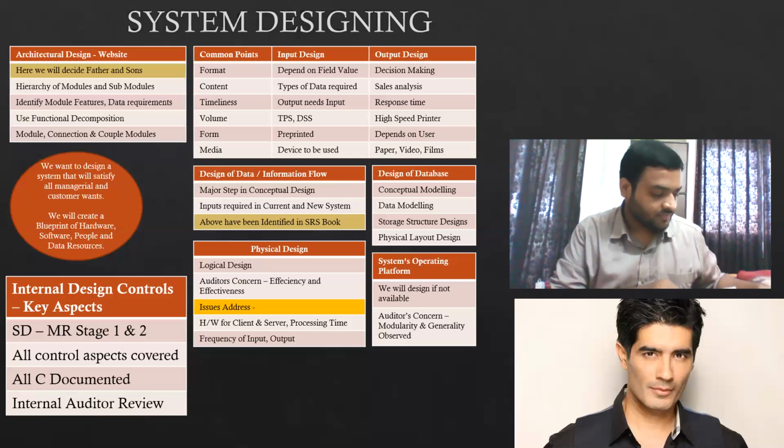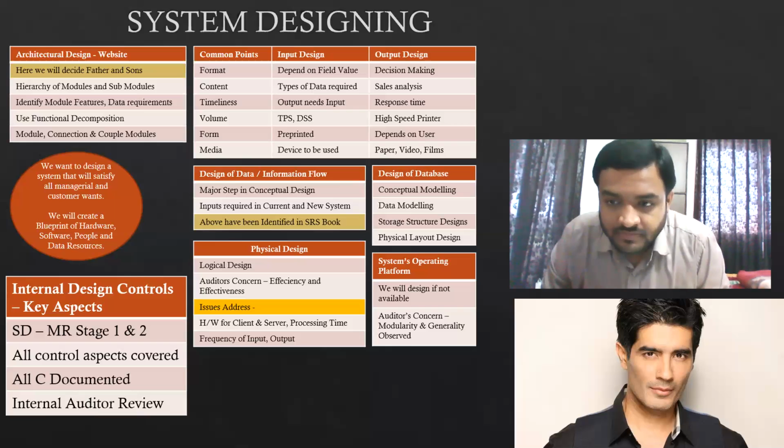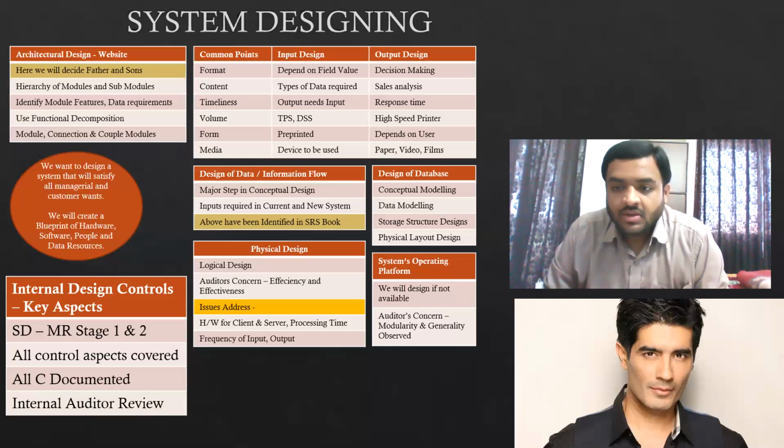One small doubt: what is the difference between the physical design and the architectural design, sir? In physical design, we are actually talking about the hardware, and in architectural design, we are talking about hardware, software, everything. In architectural design, we are not just talking about the software; we are talking about data, database, input, output, everything. So architectural design is like the preliminary stage of the entire system design.